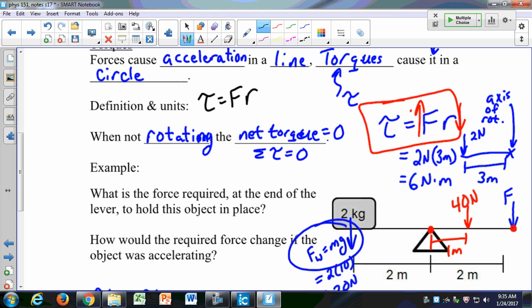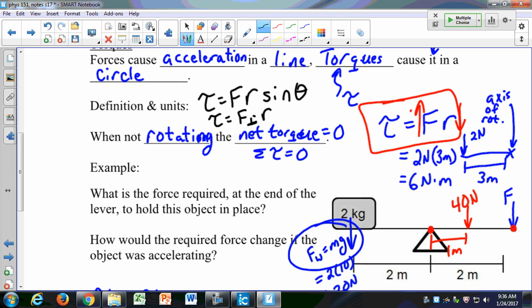Don't freak out. I'm going to put a trig function here, F r sine theta. What that means is that I could write this instead as torque equals F perpendicular R. Don't freak out. Let me explain. What that means is that if I apply a force in this direction, I get a certain torque.